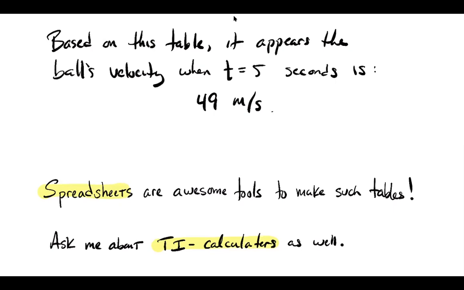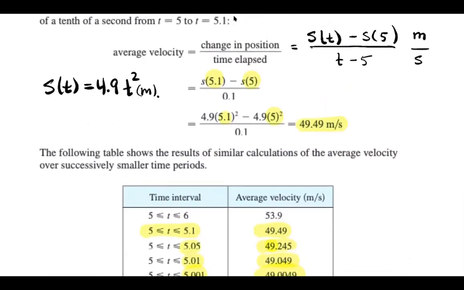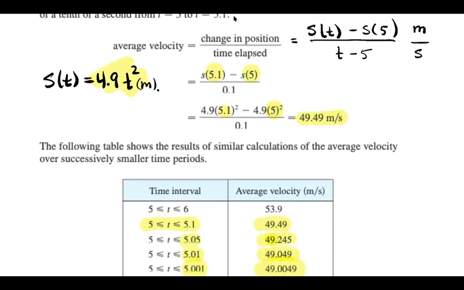So what do we need to know? You're not going to be able to see it when we move over to the spreadsheet. So maybe if you wanted to jot it down, what you're going to have to remember is what this position function is, 4.9 times t squared. I'll remind you. And let me switch colors here real quick so it's not so repetitious.